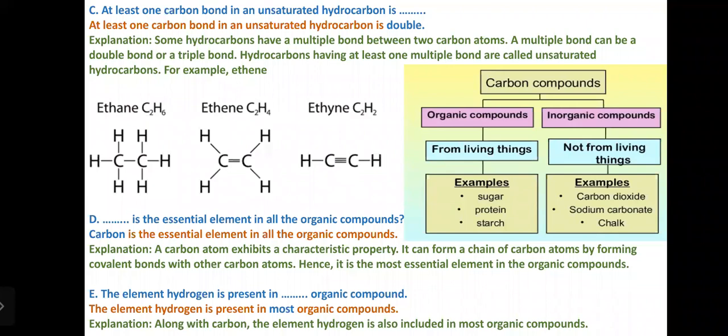Then another question, number E. The element hydrogen is present in blank organic compounds. The element hydrogen is present in most organic compounds. Now, carbon is essential, but hydrogen is present in most organic compounds, because organic compounds are mostly hydrocarbons. So hydrogen is present along with carbon. Explanation: along with carbon, the element hydrogen is also included in most organic compounds.